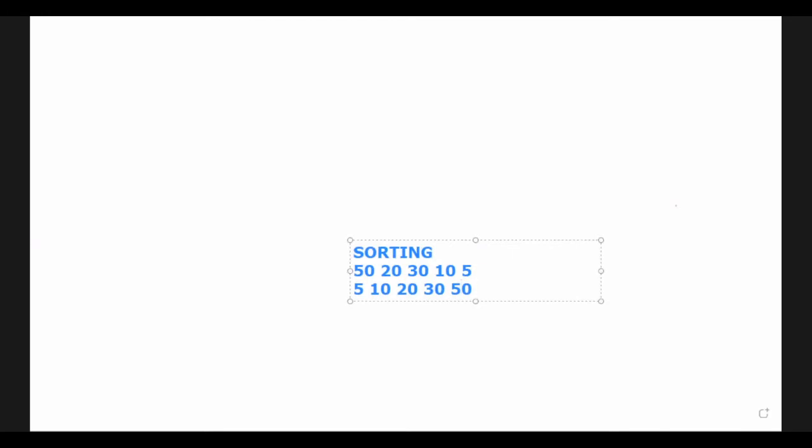There are a number of sorting techniques in the programming languages: bubble sort, insertion sort, selection sort. Different techniques are there to sort the list elements in ascending order or descending order. In our syllabus, three sorting techniques: merge sort, heap sort, and external sort. These three techniques are in our syllabus. Today I explain about the merge sort.